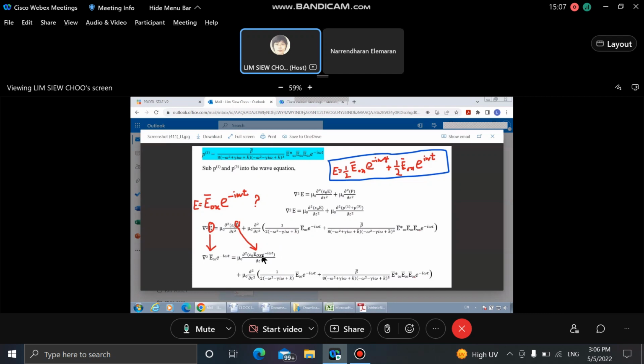And then E naught x here, at the moment we consider it you can ignore, because E naught x actually is z dependent, but you take the time derivative for this term, so it affects only the exponent. It will work only on the exponent. But the del square here, you use the slowly varying envelope.